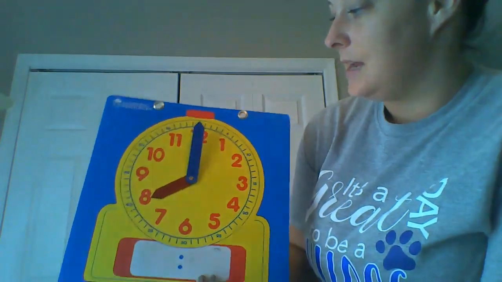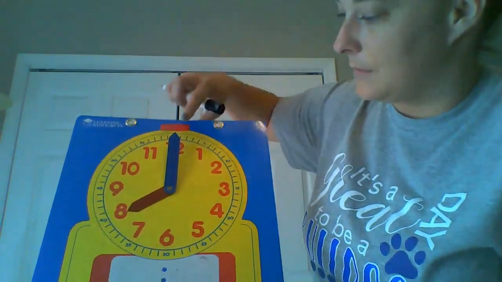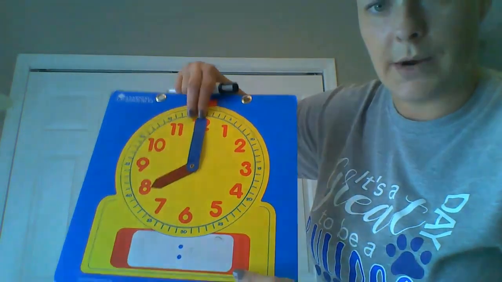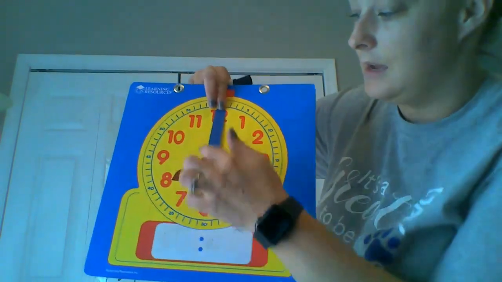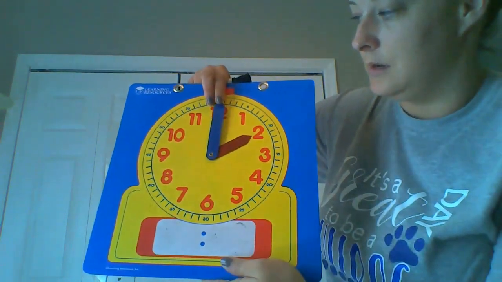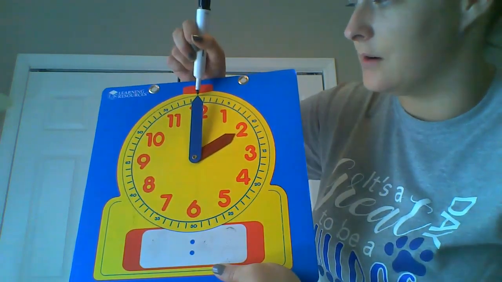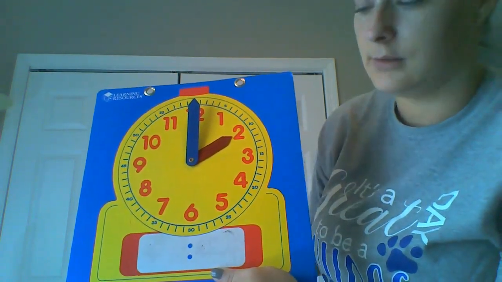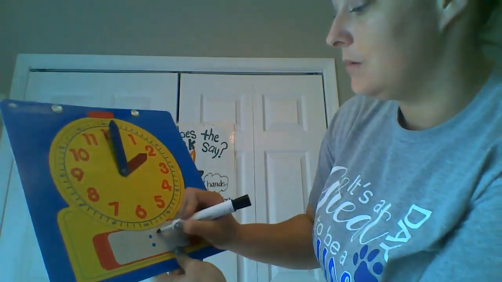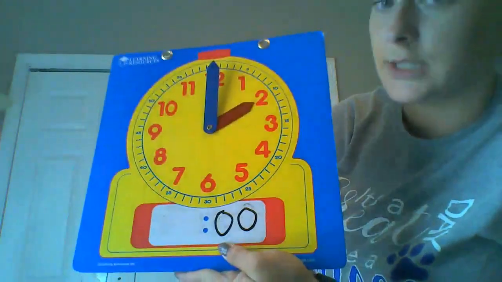Let's say I'm going to leave it on the 12 because that's all we're practicing today. And I'm going to move it, let's just go here. So we know when it's pointing to the 12, that means o'clock. And this is what o'clock looks like. 0, 0, o'clock. Because there's 0 minutes past that hour. It means 0.